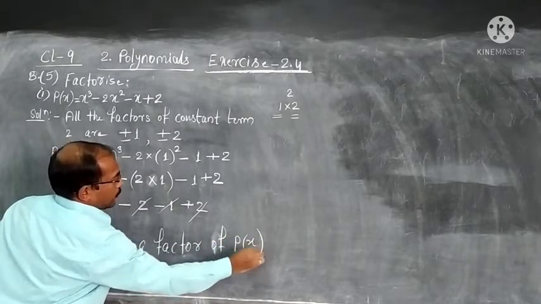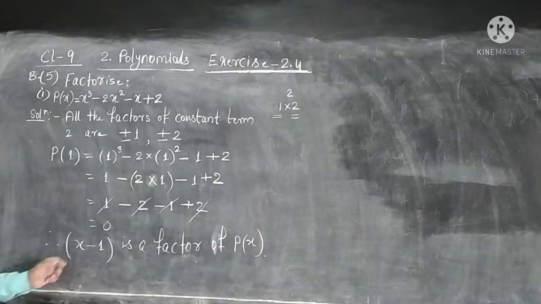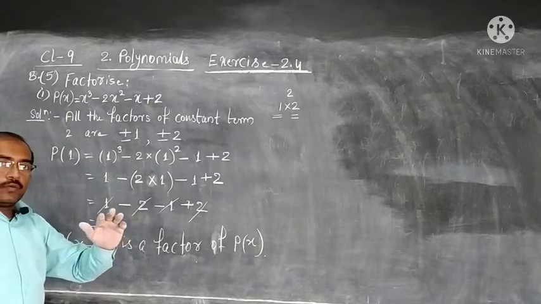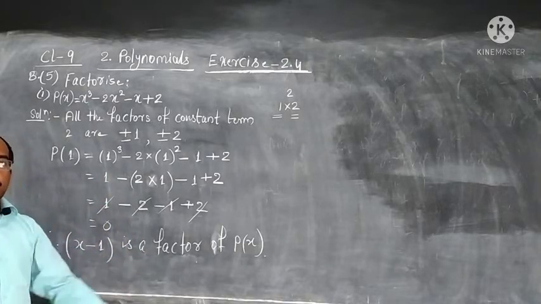So, one factor we got is x minus 1, but we know that a polynomial of degree n, whatever will be the degree, that many zeros it will have.